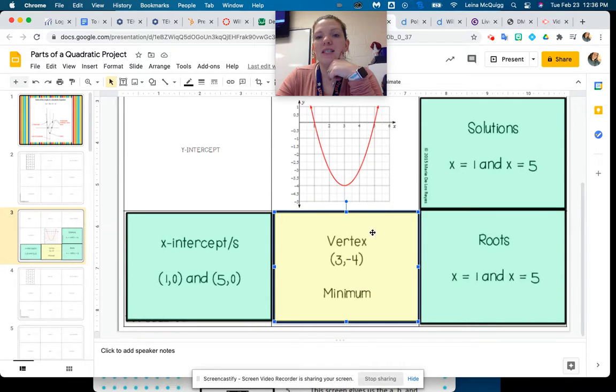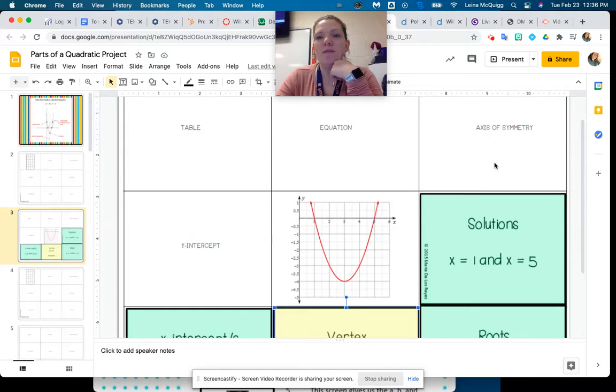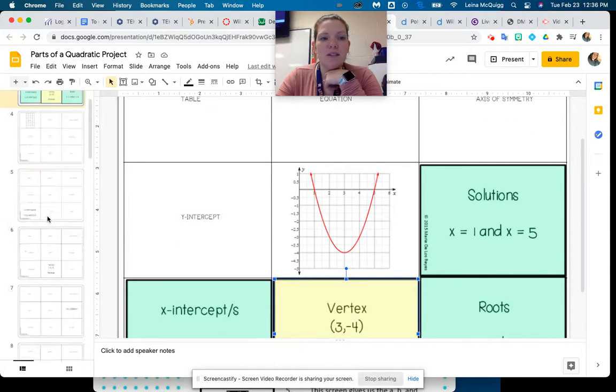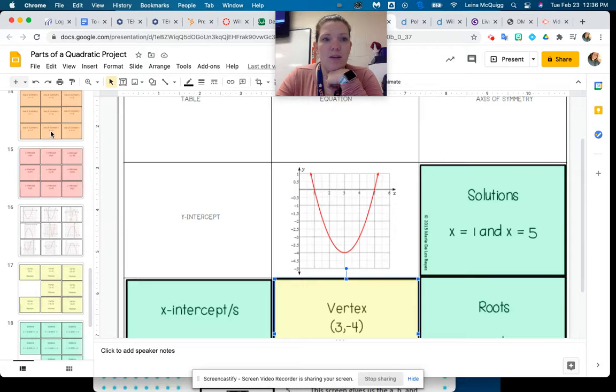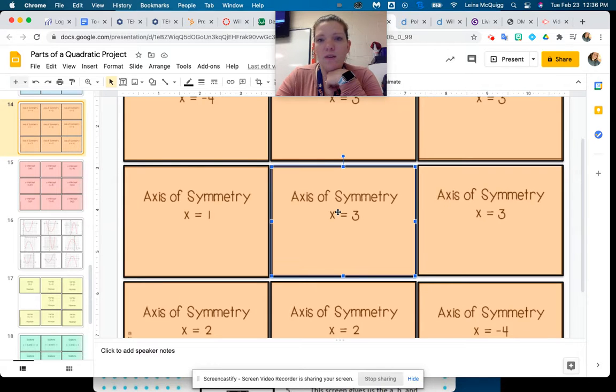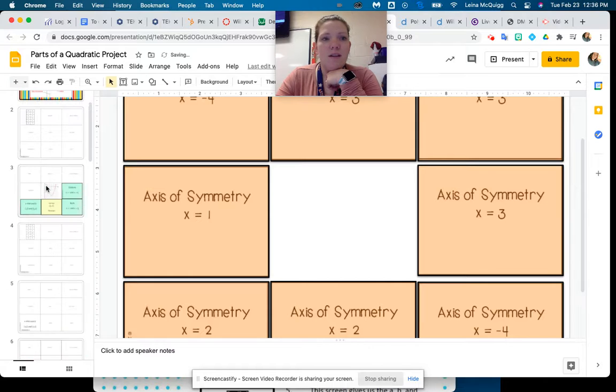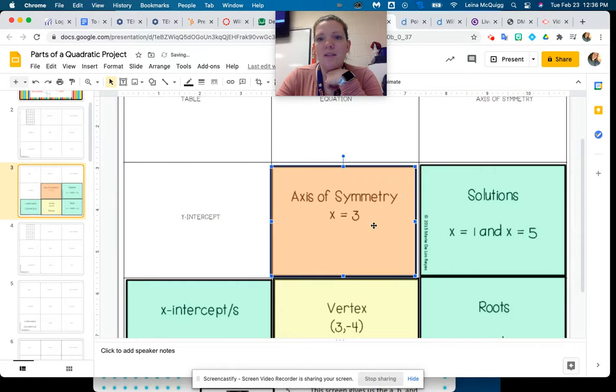Because we have the vertex now, we can get our axis of symmetry. So our axis of symmetry is x equals this number right here. So x equals 3. So I'm looking at my axis of symmetry. Here, this one says x equals 3. I'm going to cut. I'm going to come up here. I'm going to paste. And I'm going to put that on axis of symmetry.